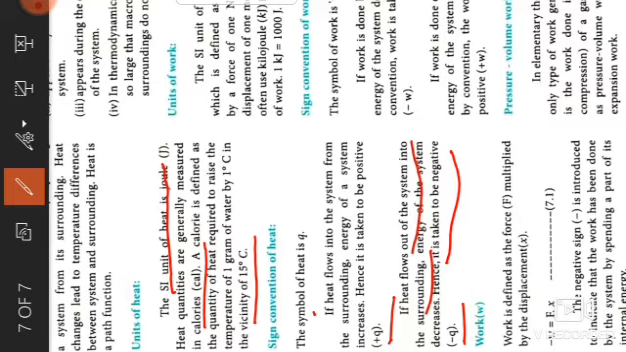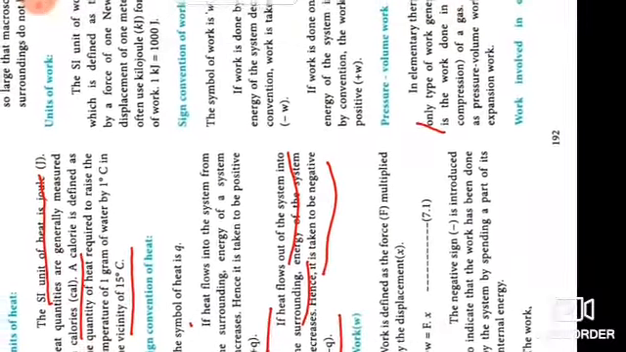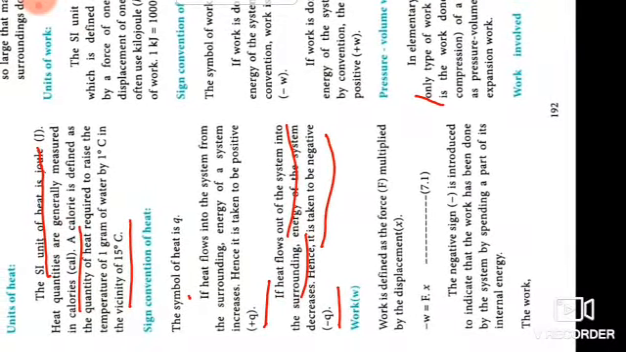Another one is work. Work is done as the force multiplied by the displacement. So what is meant by work? W is equal to F into X. So that is work. Work means some work has been done at a place. So the negative sign is introduced to indicate the work has been done by the system by spending a part of its internal energy. Now how do I remember it? Work is done by the system means we have done work. When we do work, a lot of energy is released. So that is the minus symbol. So that is the minus value.